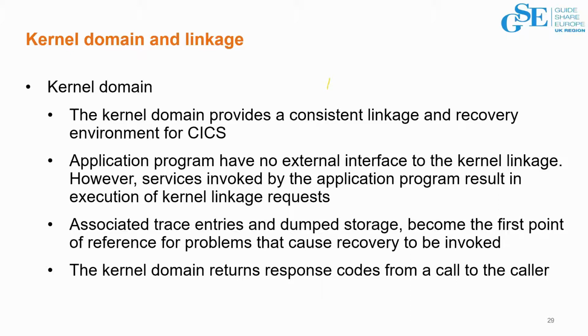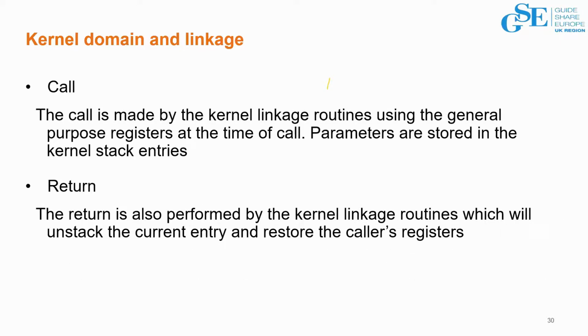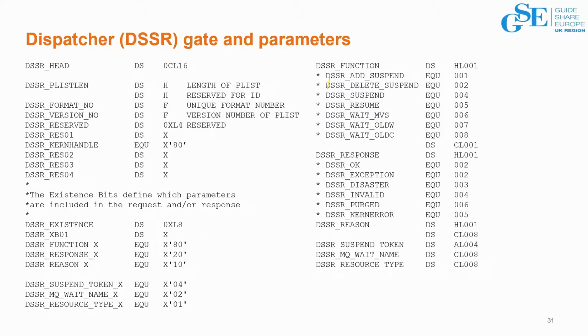So I've looked at kernel stacks for problem determination, and I've found that I've missed things, because if you look at trace, you'll see that the stack can grow and shrink dynamically, and when you take a picture of the stack in time, there is no history there. You don't know where you've been over time. So again, a call is made through the kernel linkage routines using general purpose registers at the time of the call. Parameters are stored in the kernel entries, and return is just a BR14.